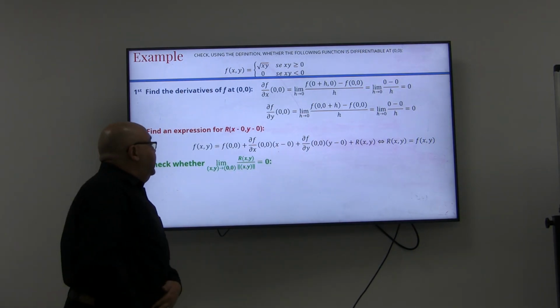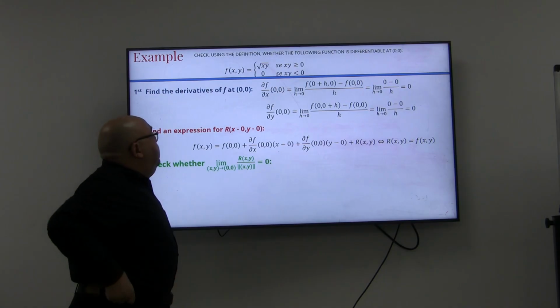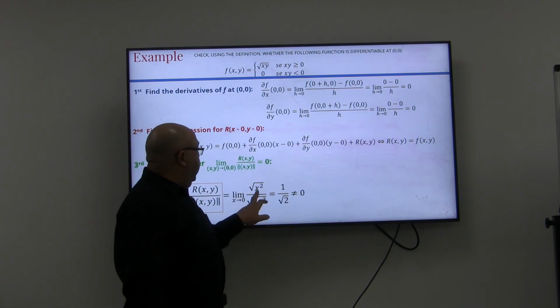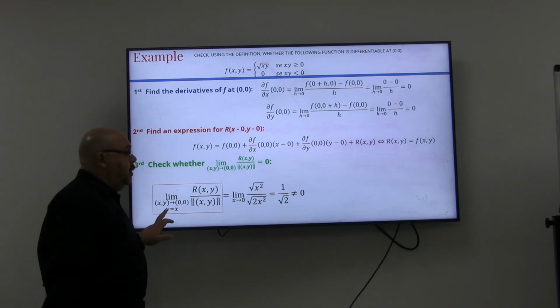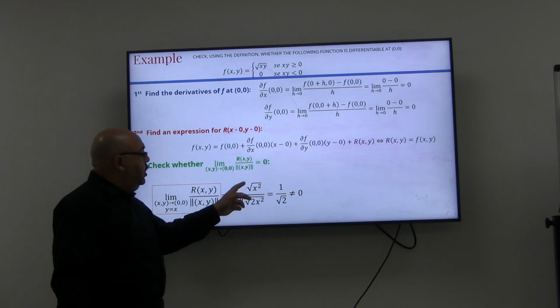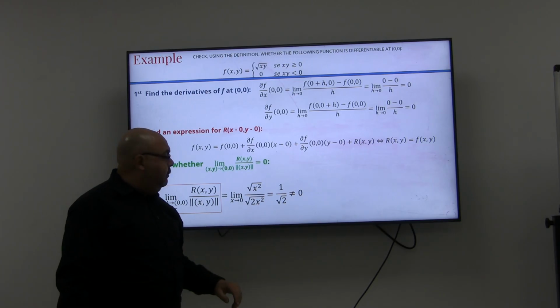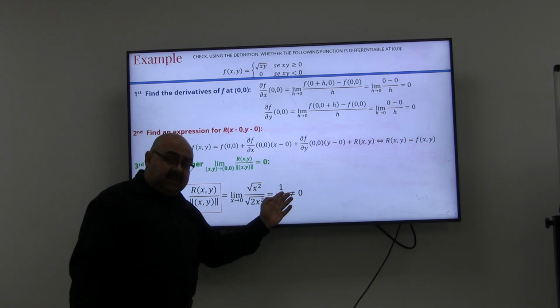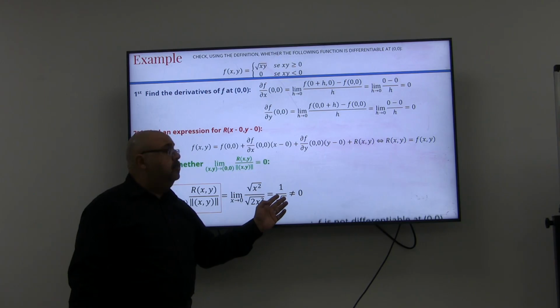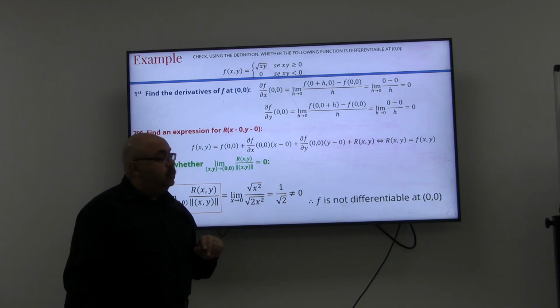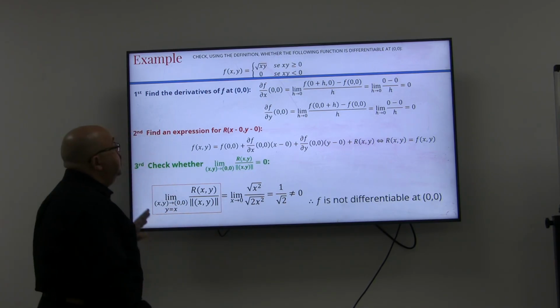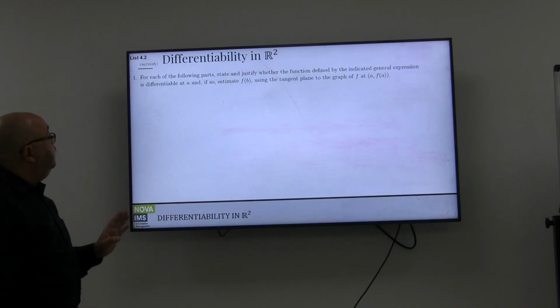So I will replace r of x, y by the root of x and y. I'm using y equal to x, so it will lead to the root of x squared by the root of 2 of x squared, eliminating x squared from the numerator and the denominator. The limit does exist and is not equal to 0, so once more your function is not differentiable at the origin. So that's the second example.